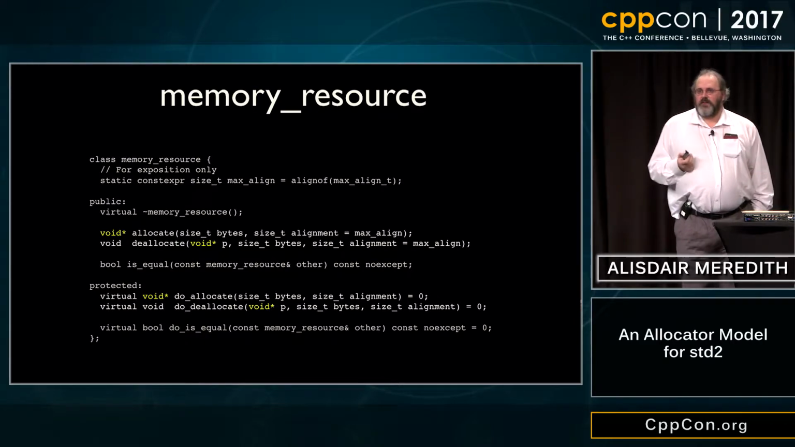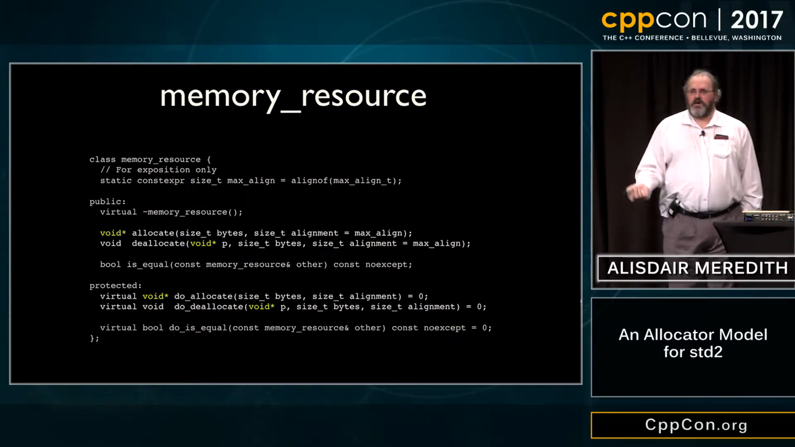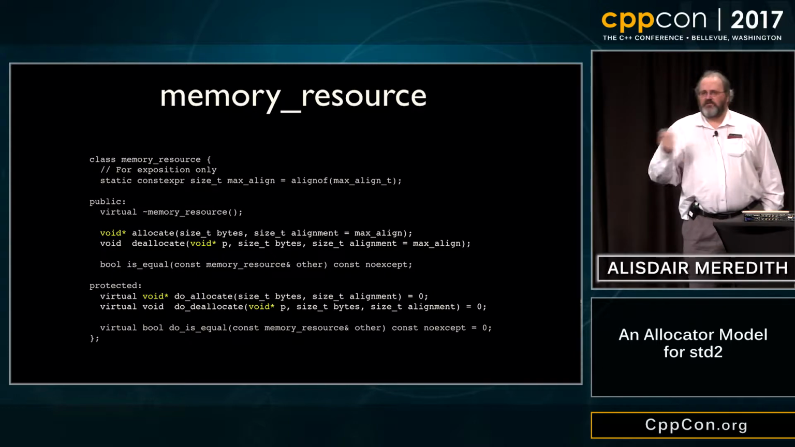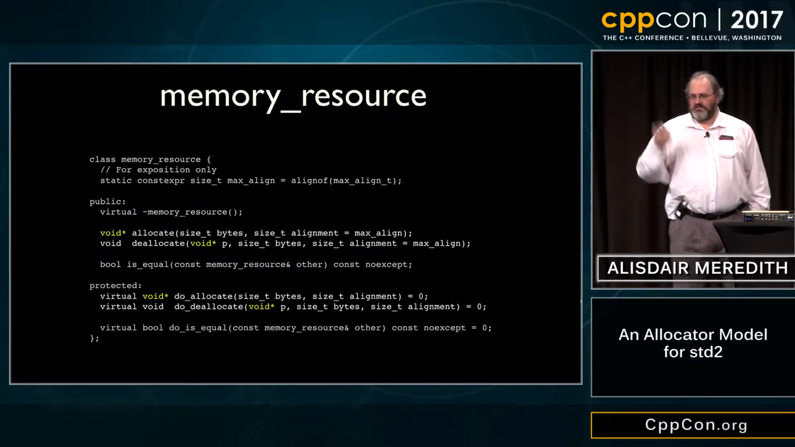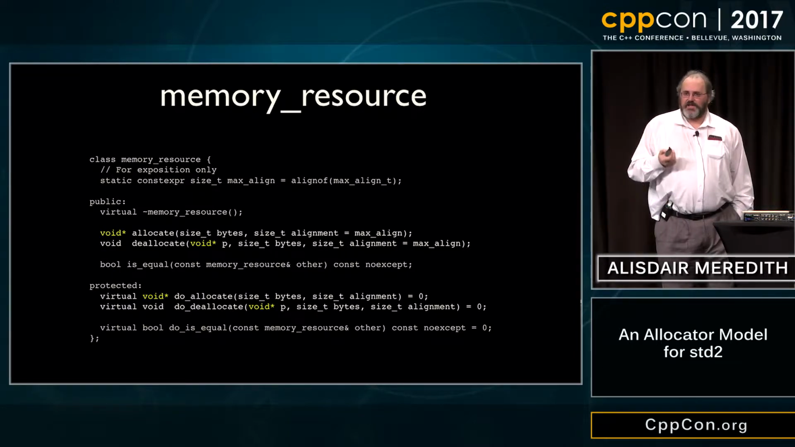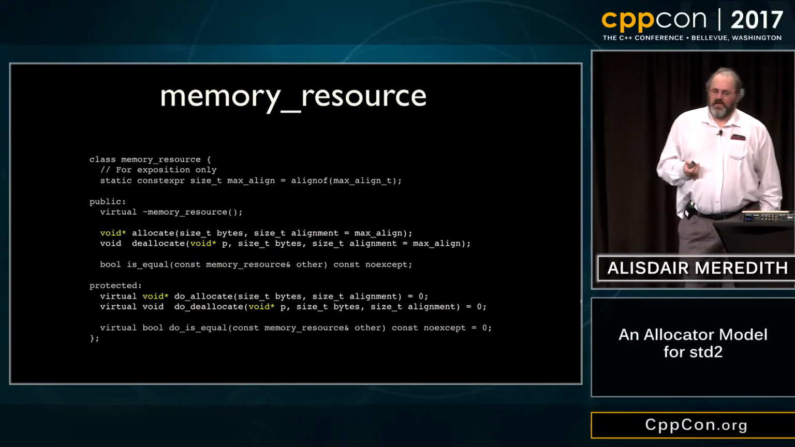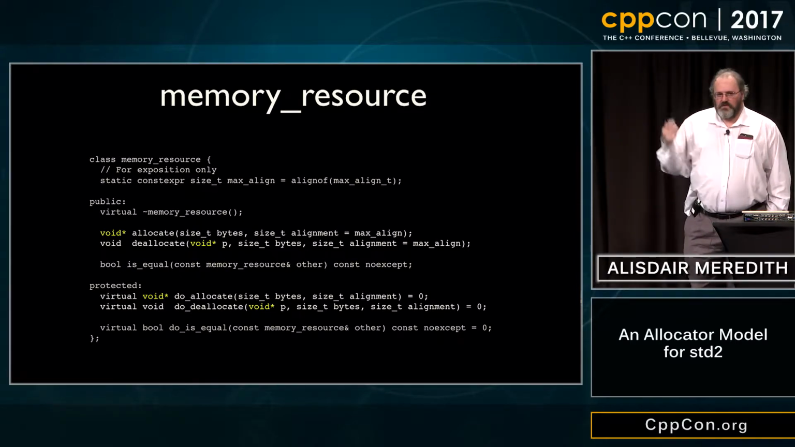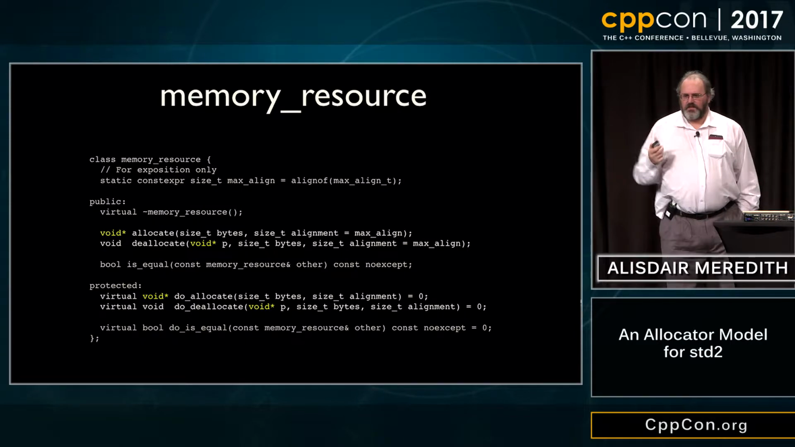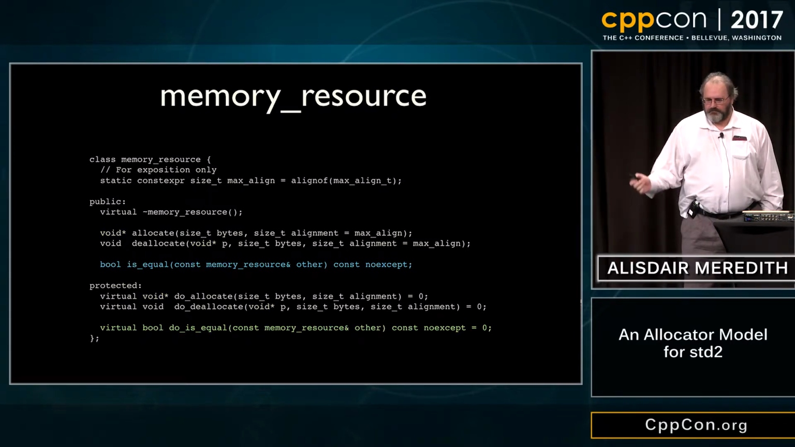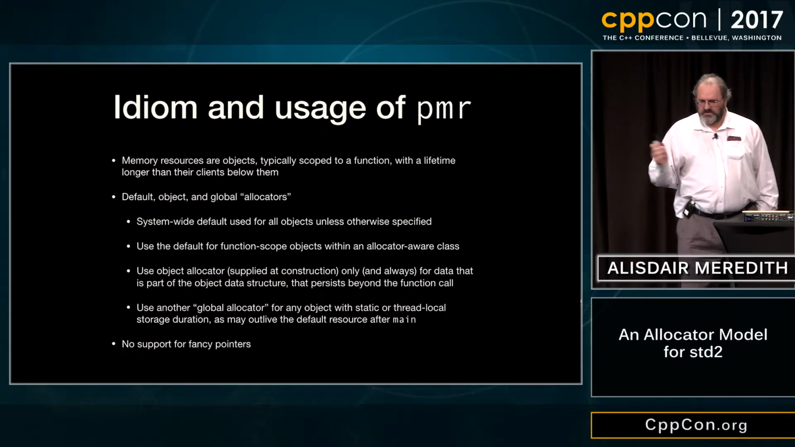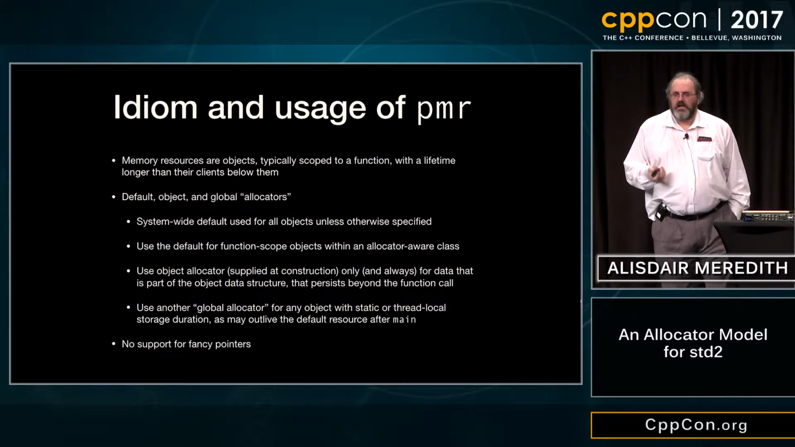And our choice of vocabulary type for how I refer to memory is void star. It could have been char star, or it could even have been byte star if byte hadn't landed so late in C++17. But void star, on balance, turned out to be the right answer as we were developing this proposal. I'm going to skip the do_is_equal part for now.